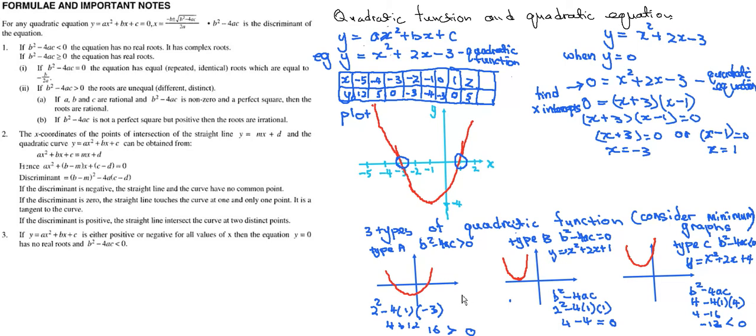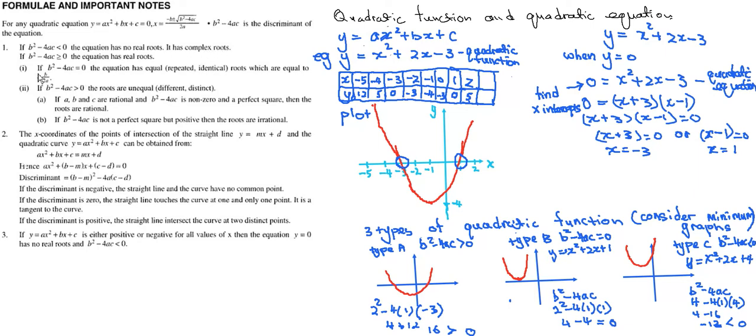Now, let's look at this. If b squared is less than 4ac, that is, b squared minus 4ac is less than 0, like this case here, there is no intersection. That means you cannot find the x1 and x2 values. The proper way of saying it is we have no real root, no x-intercept when y equal to 0. We only have a complex root.